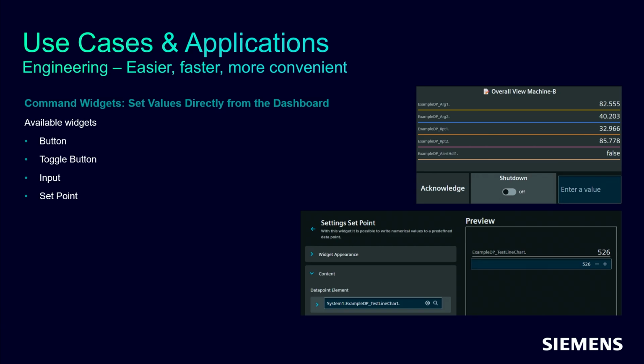The input is a standard input widget based on HTML, and it lets you enter numerical values or also texts. And finally, we wanted to build an integrated widget that is called setPoint widget. With this, you can control variables in the backend. You can directly set constants or whatever you want to set with this setPoint widget. You can see everything here on the slide.